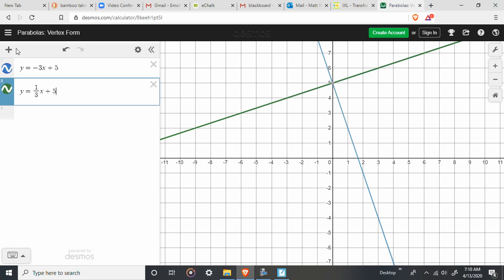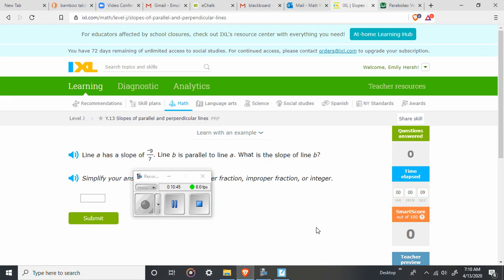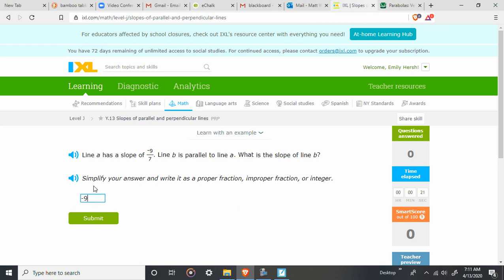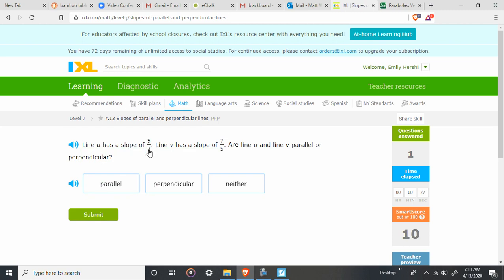I'll show you a few types of IXL problems, if I can get my mouse to work. Give me 1 second. Okay, so let's look at a couple of problems you might see on IXL. It says line A has a slope of -9/7. Line B is parallel. Well, we know when they're parallel, they have the same slope, so it would also have a slope of -9/7. Line U has a slope of 5/7. Line V has a slope of 7/5. Are line U and V parallel or perpendicular? Well, neither. They are reciprocals, but the sign is still the same. This is positive, and this is positive.